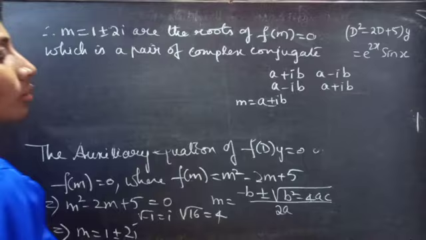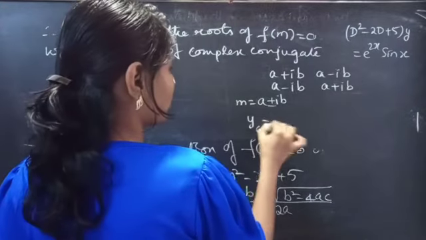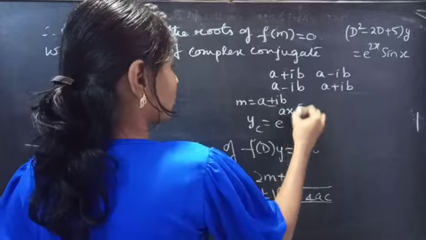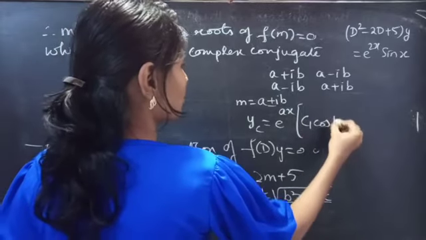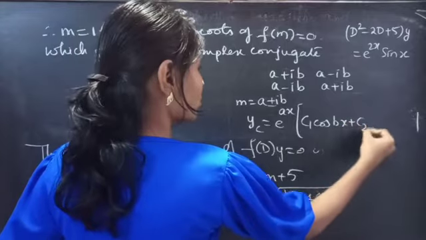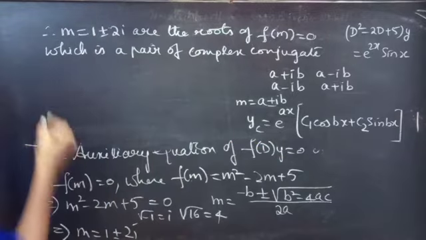So we got complex conjugate roots. So yc will be e power ax into one constant into cos bx plus another constant into sin bx. Now let's write our complementary function.